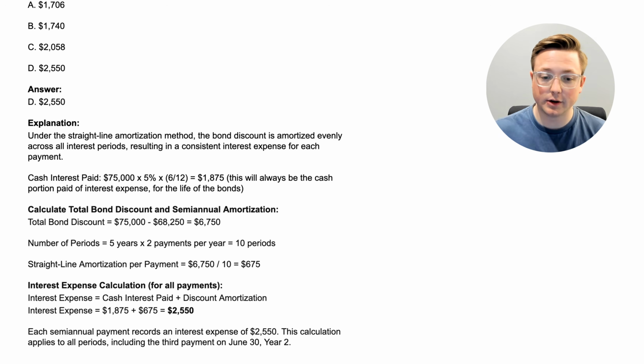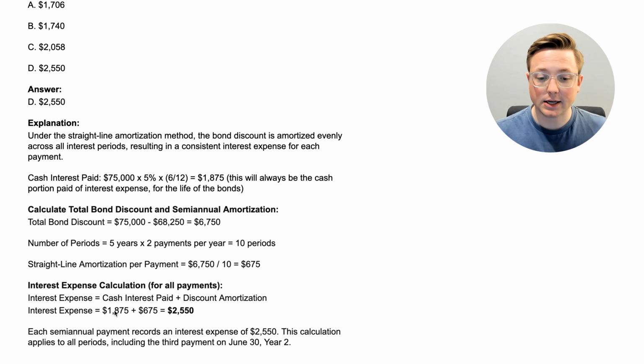So let's go down here to figure out the discount amortization. It's really easy. You take the face value, less the discounted carrying amount at the beginning, $68,250. That's $6,750 of discount, and we're just going to amortize that over the periods evenly. There's 5 years, 2 payments per year because it's semi-annual payments, so there's 10 periods. So $6,750 divided by 10 gives us $675 of discount amortization each period. It's the same amount the whole time.